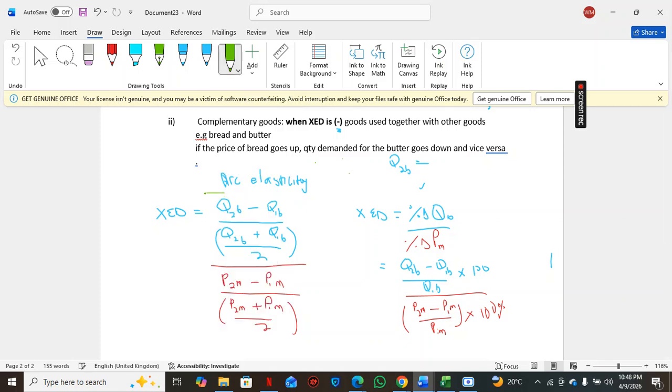So we're going to start with this part first here. We solve the top part. Q2 is 18, that's the new quantity of bread, minus Q1, the old quantity of bread, 20. So you do 18 minus 20, divided by Q2, again 18, plus 20, divided by 2.